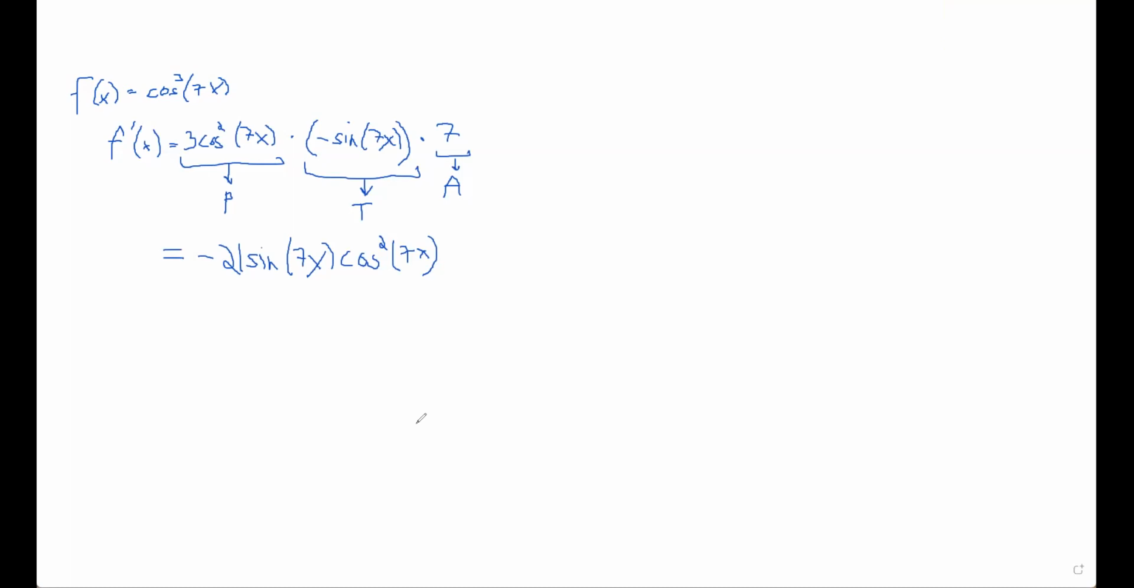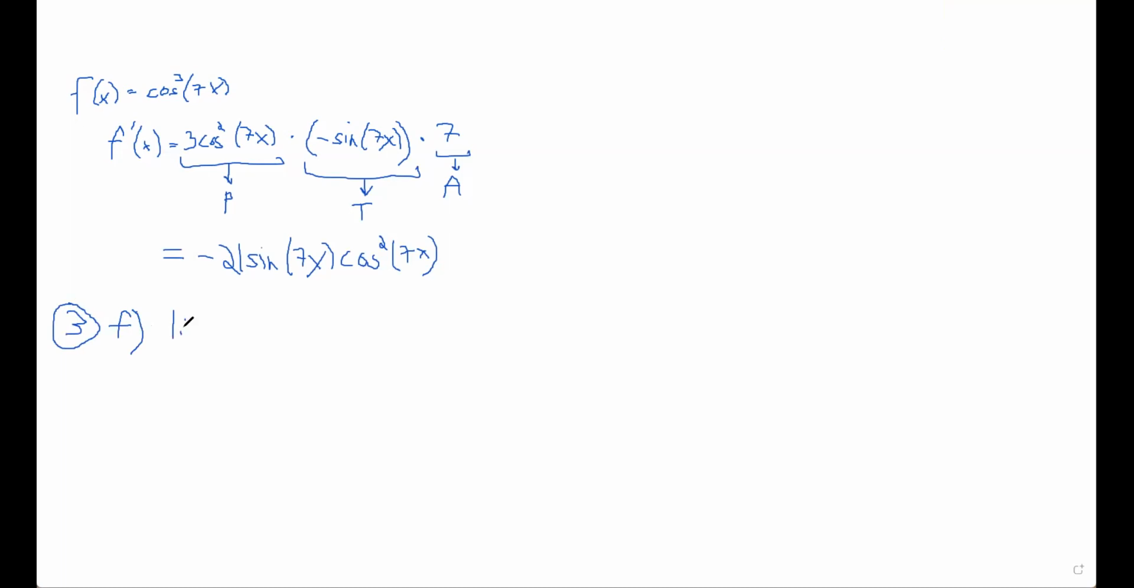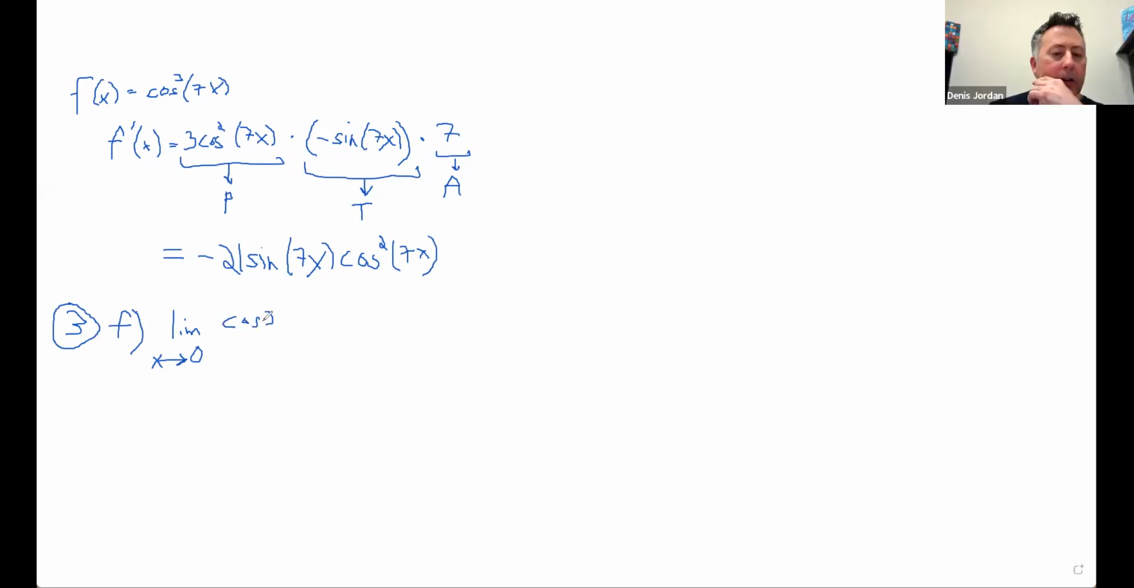I have a question from the first study guide, the chapter 2 study guide. Number 3, letter F, which was the limit as x approaches 0 of cos 2x minus 1 divided by cos x minus 1. I had a feeling this one was going to come up.